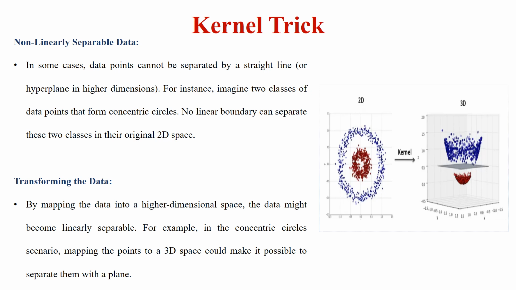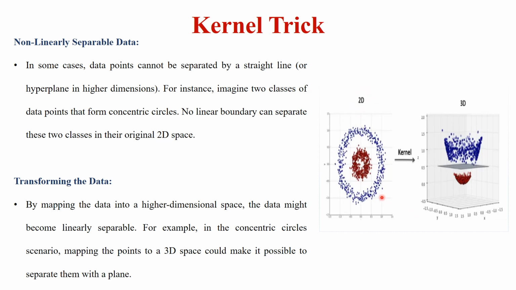Non-linearly separable data. In some situations, the data points cannot be separated by a straight line or a hyperplane in higher dimensions. For example, consider this picture. We have two classes of data points, class 1 and this is class 2. Here, the data points are forming some concentric circles. There is no linear boundary that can separate these two classes in their original 2D space.